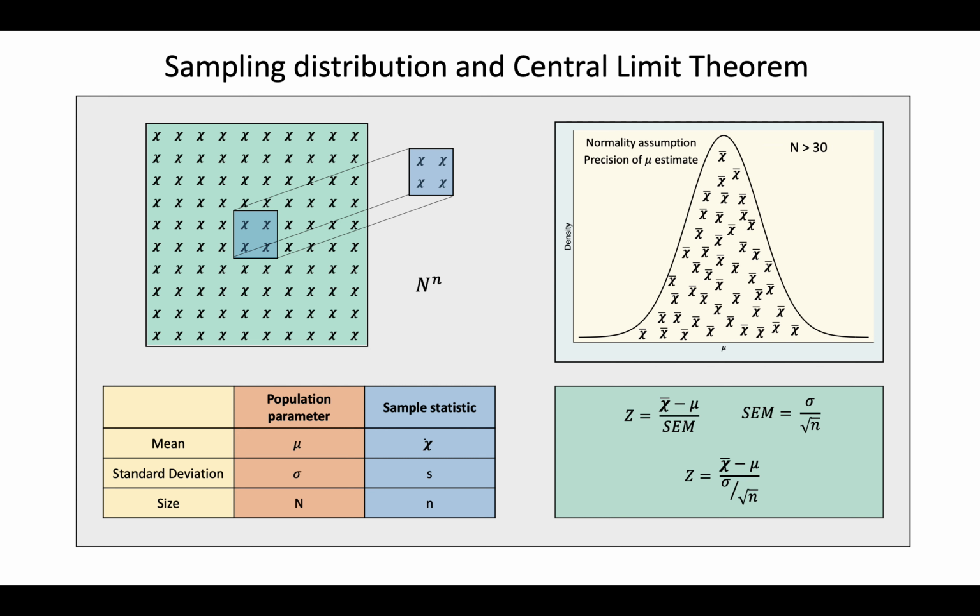So from the statistical point of view, the mean of the sample statistics is an estimation of the population mean, same as the standard deviation of the sample is an estimation of the standard deviation of the population, provided that those samples are taken randomly, number one, and provided that the sample size is large enough, in this case more than 30. So this is the sampling distribution.